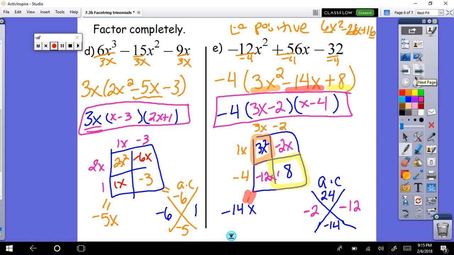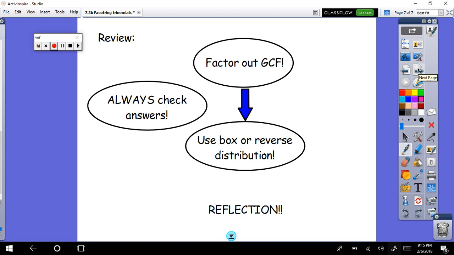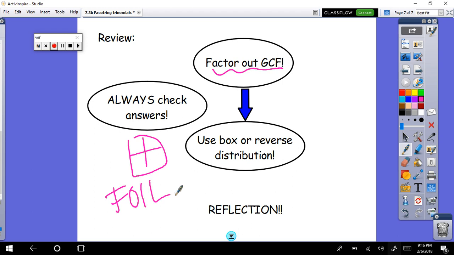Look for the video on special cases when we talk about difference of perfect squares and perfect square trinomials. Remember to always factor out any greatest common factors. Check your answers. You can check your answers by multiplying it back out with the box or using FOIL, but always check your answers. I showed the box method today. All right.